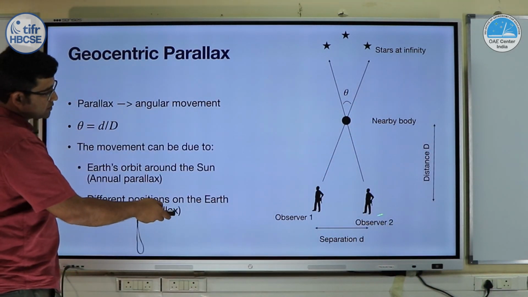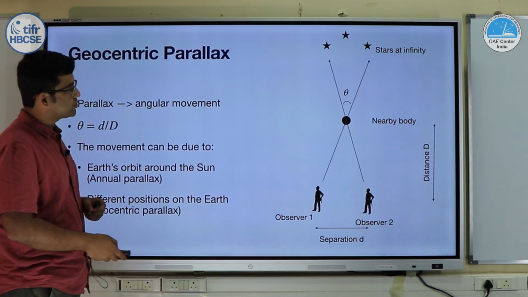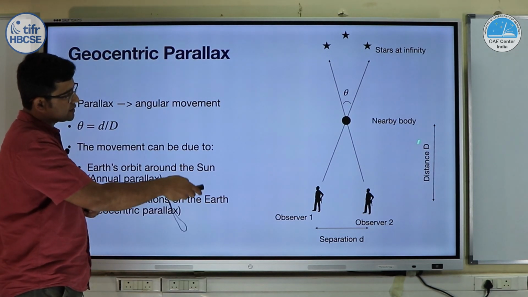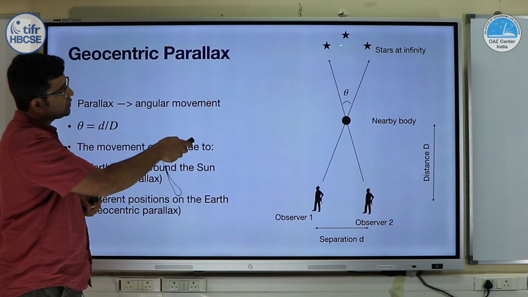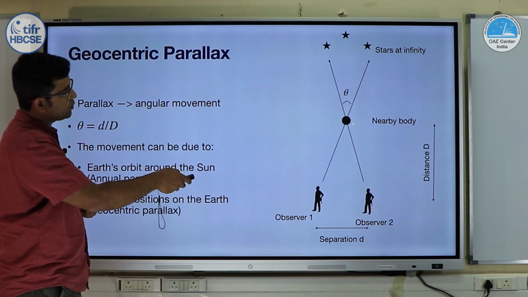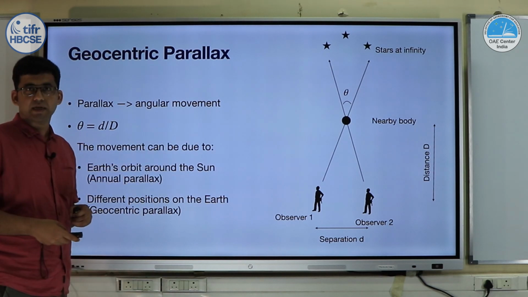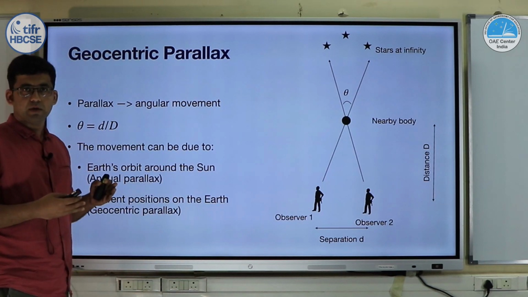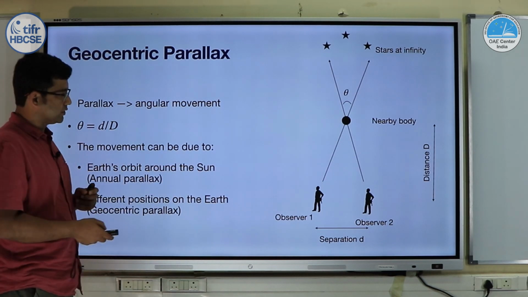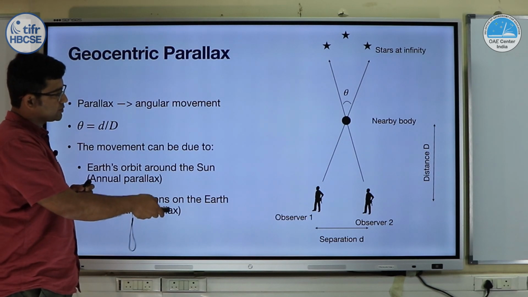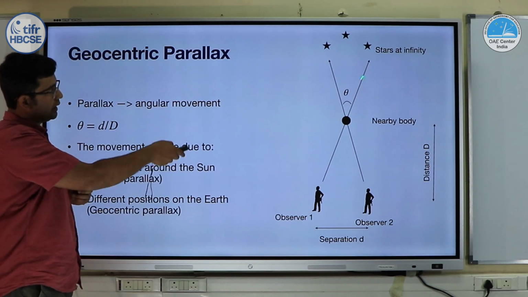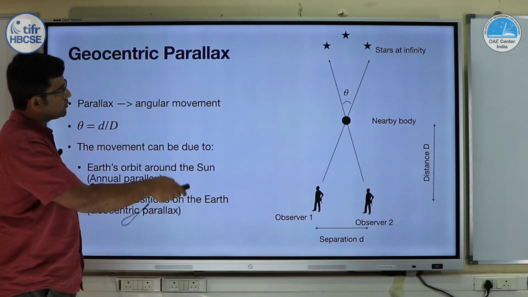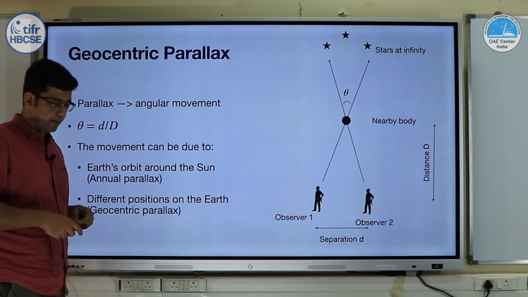If you have two observers who are separated by a separation small d, and there is a nearby body at a distance capital D from them, and they are comparing where they see this body compared to stars at infinity, they will notice that the observed position of this body is slightly different for each of these observers. So, for example, if you have one observer looking at the moon and looking at the background stars, they will see these stars in the background, and the other observer will see these stars in the background.